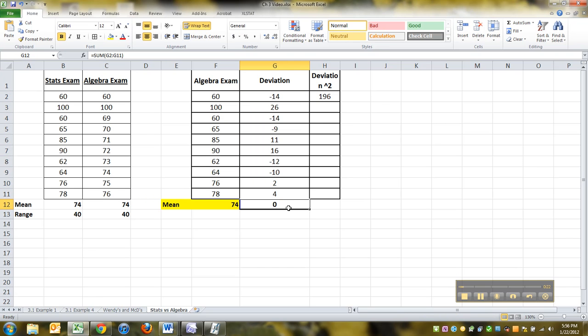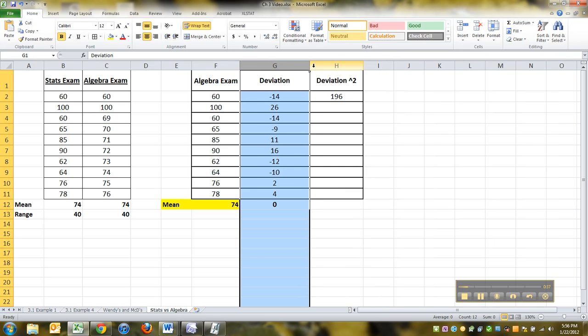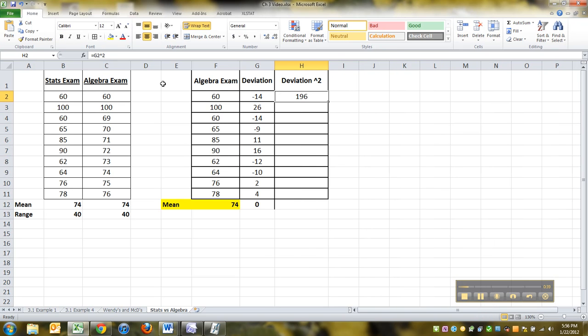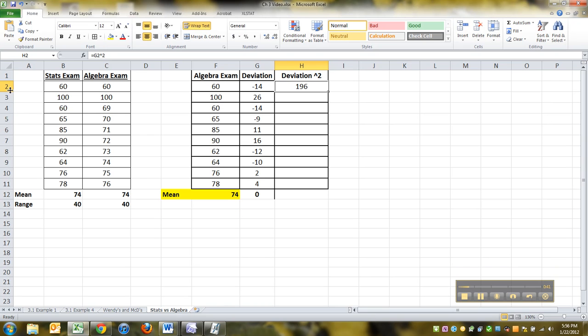But the problem is that you can't add them up and divide by 10, because when you add them up, they will always add up to 0 every time because of the nature of the mean. So to make things turn positive, I'm going to square them. You can also do absolute value, and that leads to a different type of deviation called the absolute deviation, but that's not something we're going to work with in our book.